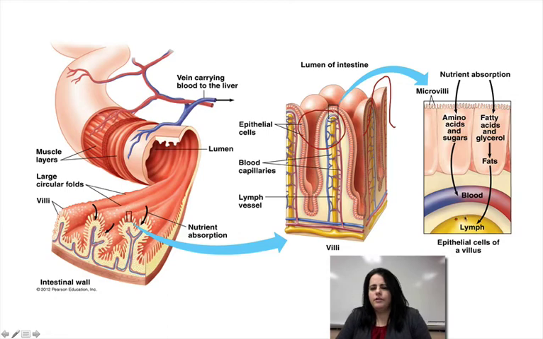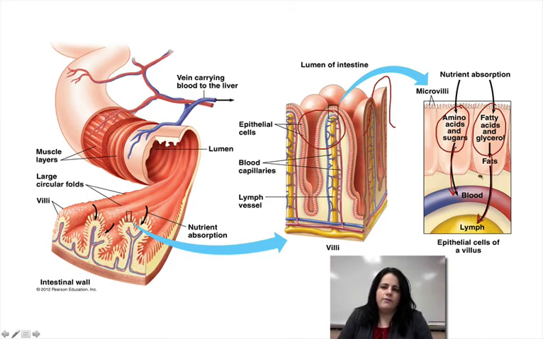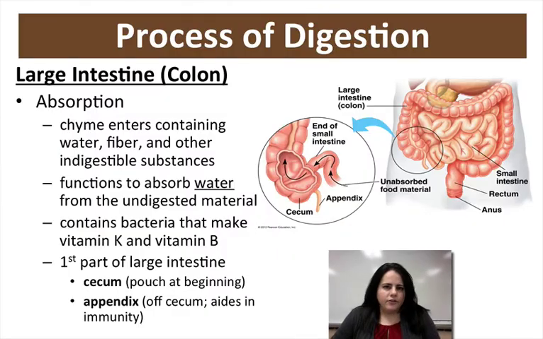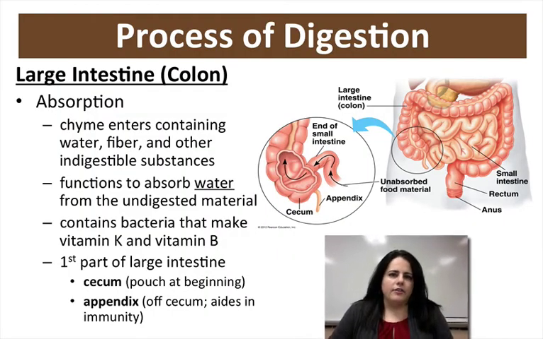And if we zoom into this picture, we could see that the blood capillaries come in very close contact with these microvilli, and that allows for those amino acids and monosaccharides to be absorbed by diffusion into the blood, and the fatty acids and glycerol that make up lipids to be absorbed directly into the lymphatic system before they re-enter circulation in the blood. After the small intestine, everything that's left over gets moved into the large intestine.